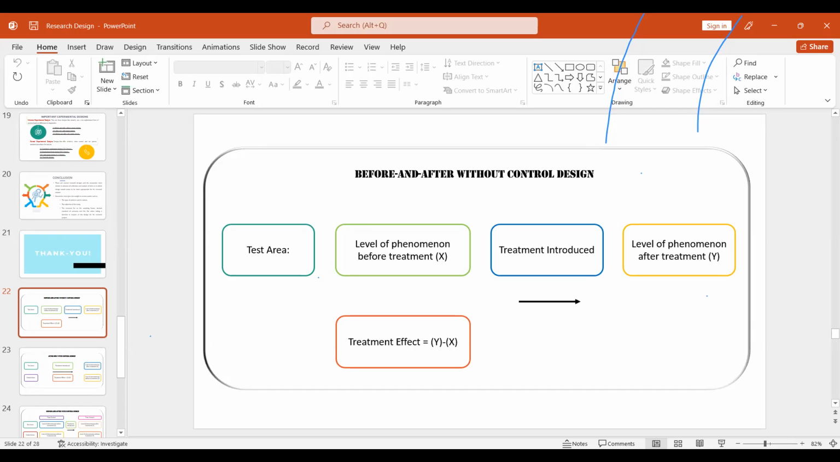Right? So such type of study sometimes we conduct in the clinical setting also, like how a cancer patient responded before chemotherapy and after chemotherapy.